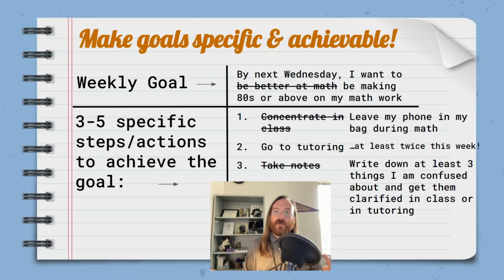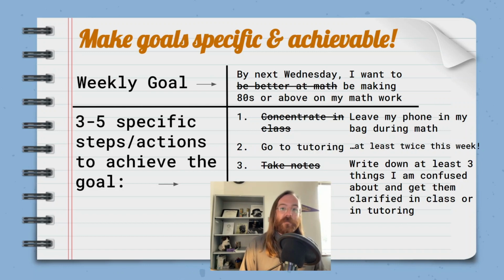So instead, take your non-specific action steps and make them more specific. Instead of saying concentrate in class, you can do something that will actually help you concentrate in class. My example here is leaving your phone in your bag during math. That's one specific thing you can do and check off to say I did it that will help you concentrate in math. The second thing is go to tutoring. To make go to tutoring more specific, you can write down how many times you want to go to tutoring in order to achieve your goal. And then after you go twice, you can check that off your list.